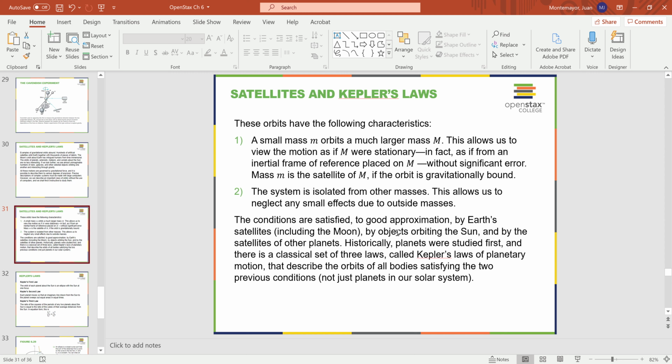The conditions are satisfied to good approximation by Earth's satellites, including the moon, by objects orbiting the sun, and by the satellites of other planets. Historically, planets were studied first, and there is a classical set of three laws called Kepler's laws of planetary motion that describe the orbits of all bodies satisfying the two previous conditions, not just planets in our system.